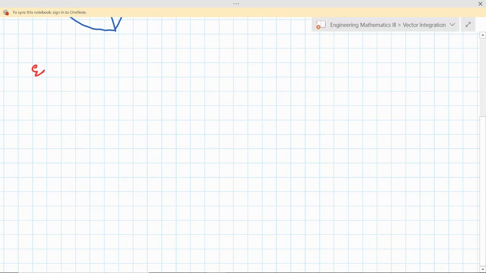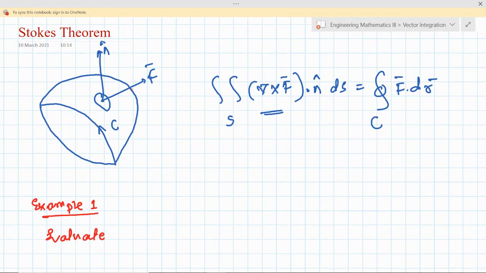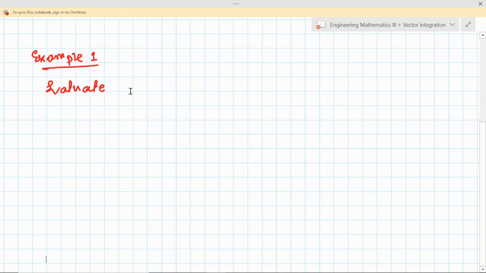Example 1. Evaluate, again, there may be a question in the online exam. So what is the statement of Stokes theorem? The double integration of del cross f bar dot n cap ds is equal to the line integral of f bar dot dr bar over C.